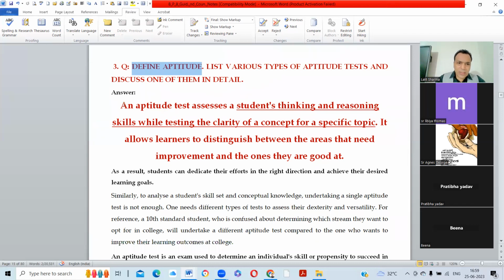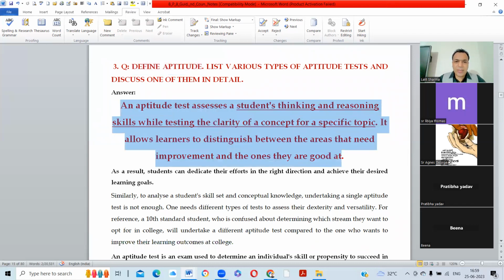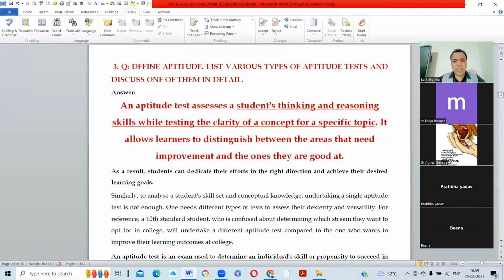So guys, what is an aptitude test? An aptitude test basically assesses our students' thinking and reasoning skills, right, while testing the clarity of the concept for a specific topic. Students' thinking and reasoning skills.